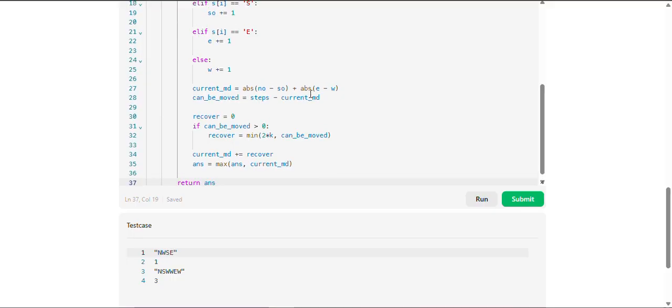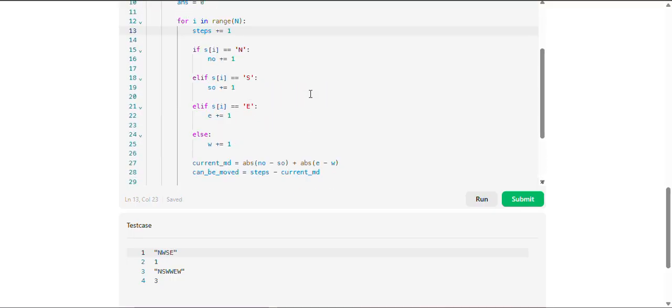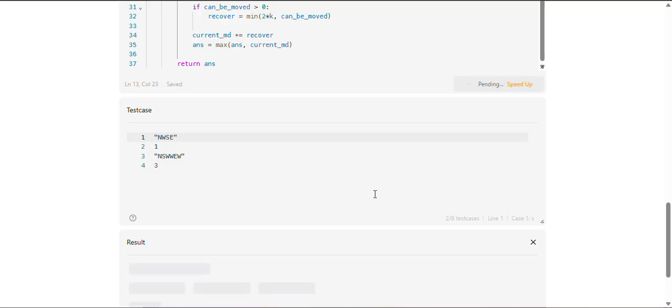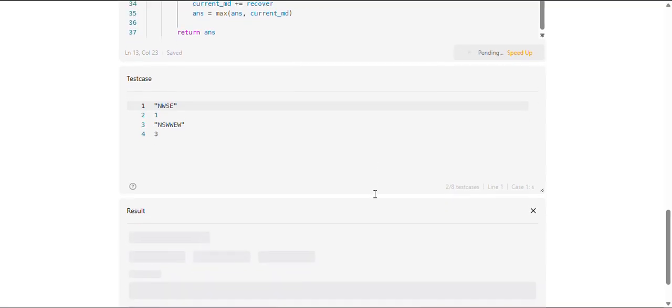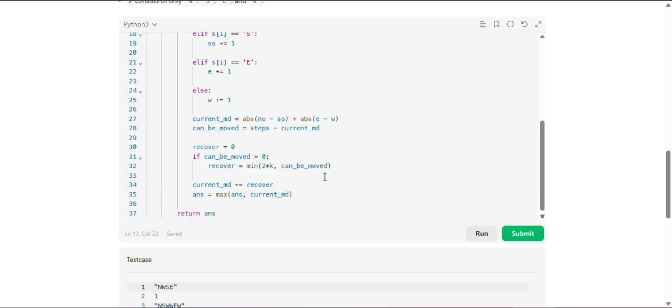I think this should be working. I don't feel like there's any issue with the code over here. Okay, let me run it once. Okay, accepted.